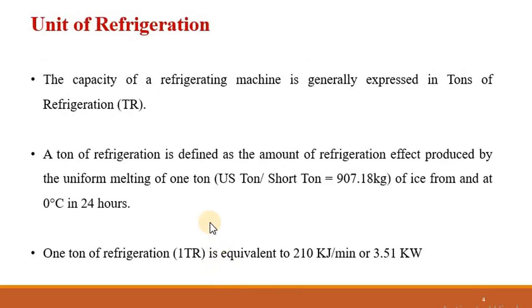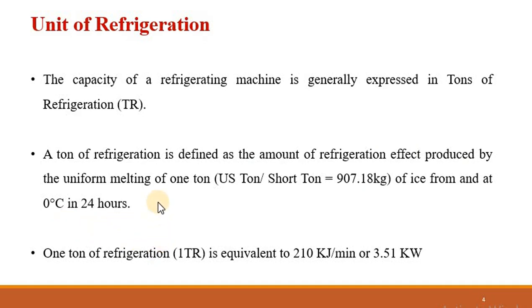What is the unit of refrigeration? This is known as tons of refrigeration, abbreviated as TR. A ton of refrigeration is defined as the amount of refrigeration effect produced by the uniform melting of 1 ton of ice from and at 0 degrees Celsius in 24 hours.